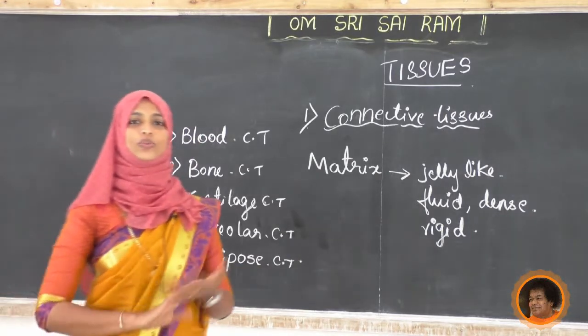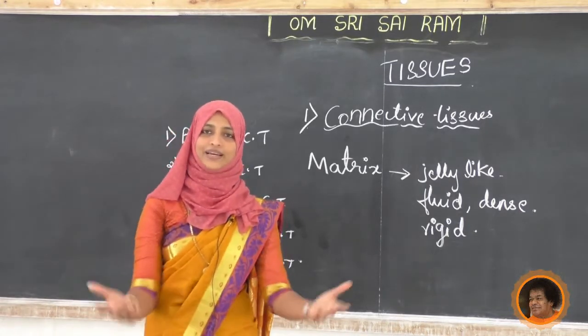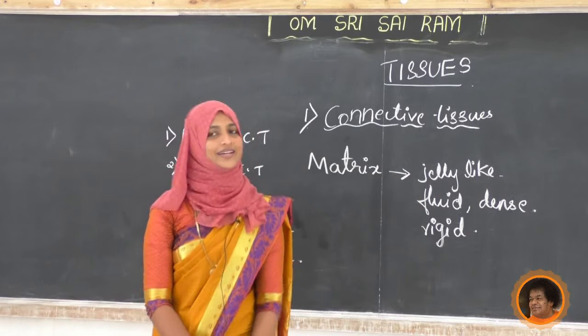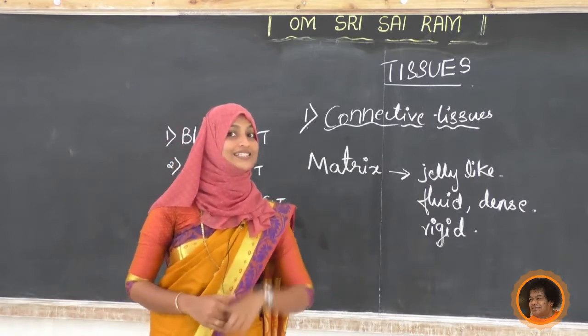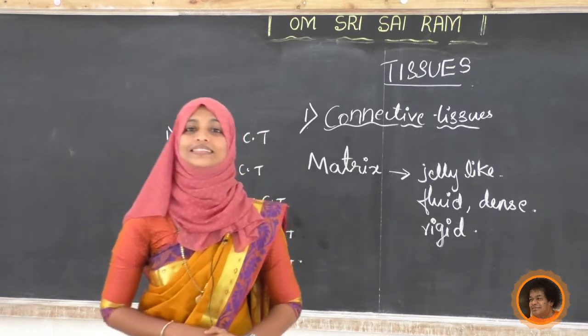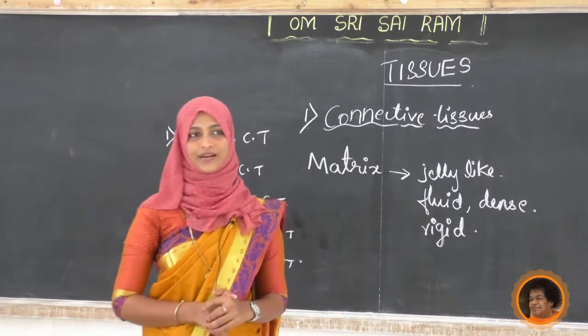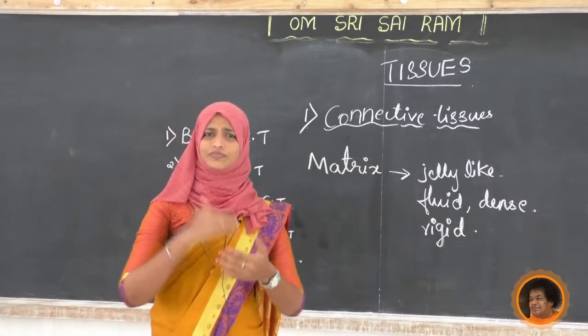First one, blood. Do you know what blood is? What is the color of blood? Do you know the shape of blood cells? In the first class I drew it, and we studied that. The blood cells are spherical in shape. Next we'll see the blood.